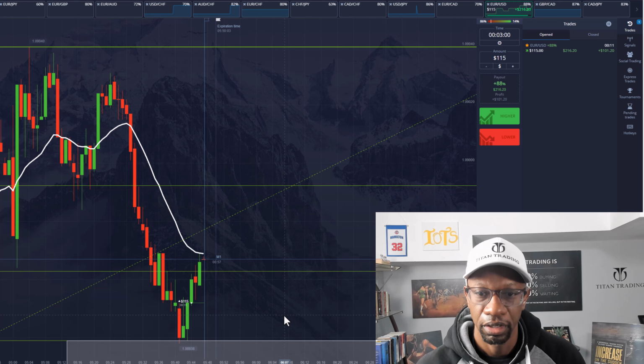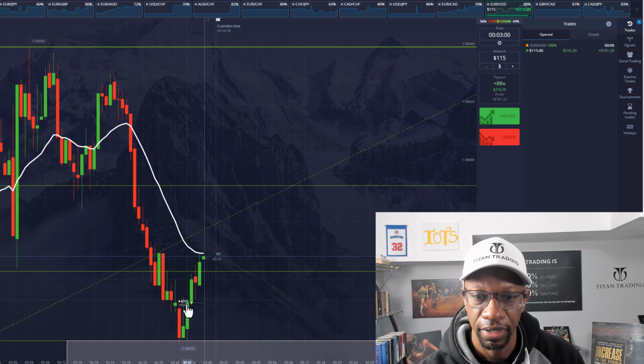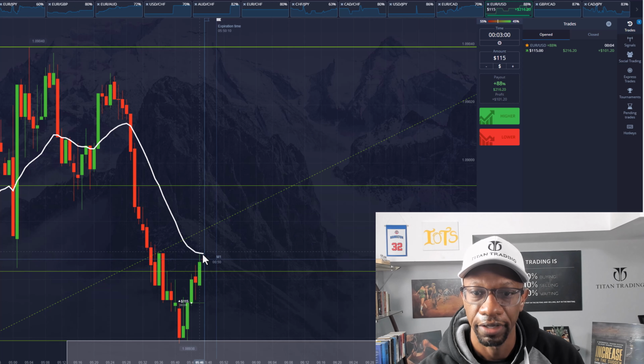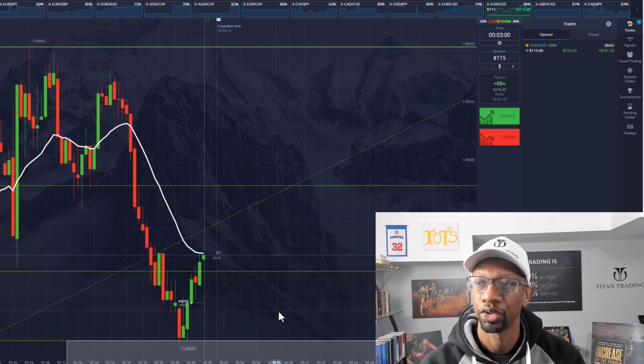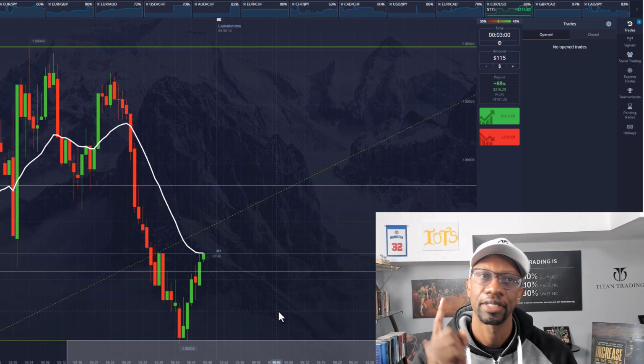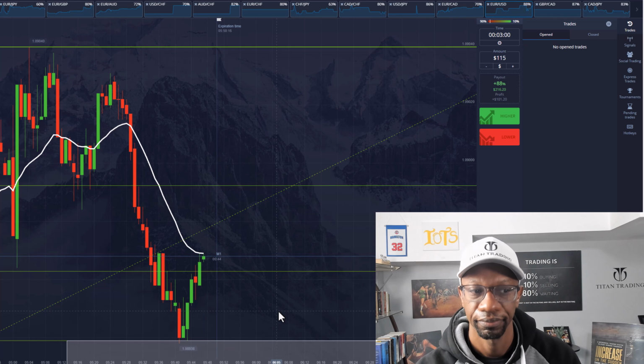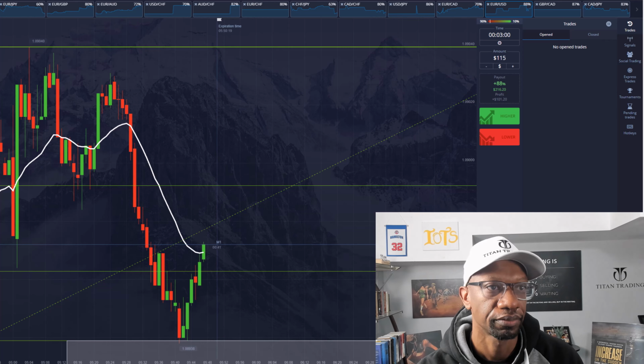Okay, just as we thought, came off the sweet spot. Beautiful entry candle there, beautiful signal candle. EMA acted as a magnet as we would expect. 3, 2, 1. Say it with me. Easy money. Great trades.